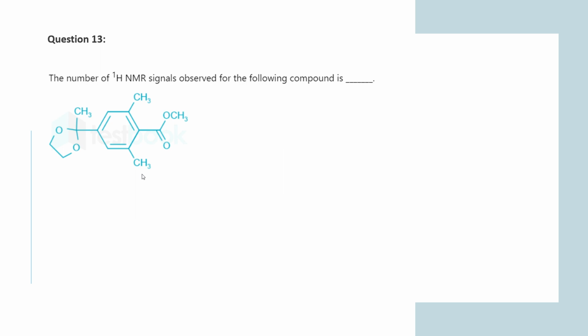Next, let us move to the next question. The number of 1H NMR signals observed for the following compound is. We have already solved such kind of question, which depends on the topicity of the protons present in the structure. You will see that homotopic and enantiotopic protons lead to the formation of only one type of signal in the spectrum, but diastereotopic protons give different distinct signals.